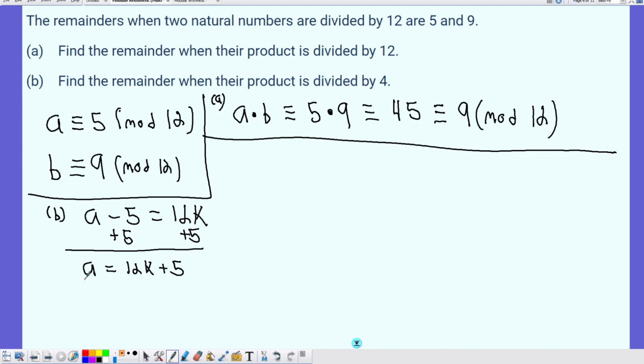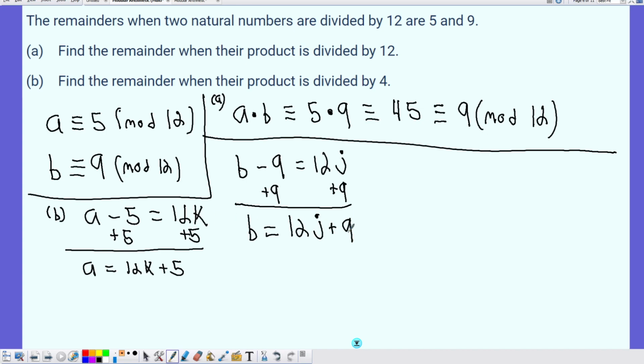And the other piece of information that I know is that B is congruent to 9 mod 12, so their difference is a multiple of 12. So B minus 9 is equal to 12 times J. And adding 9 on both sides, we have that B is equal to 12J plus 9, where J is an integer, and so is K. Alright, well, how can we get this into some sort of form where we can predict what it would be equivalent to mod 4?